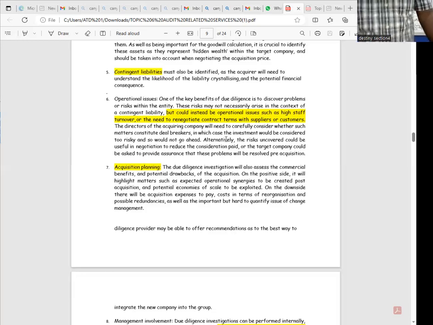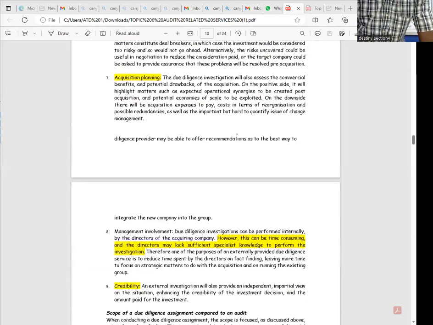Alternatively, the risk uncovered could be useful in negotiation to reduce the consideration paid, or the target company could be asked to provide assurance that these problems will be resolved pre-acquisition. Then acquisition planning. The due diligence investigation will also assess the commercial benefits and potential drawbacks of the acquisition. On the positive side, it will highlight matters such as expected operational synergies to be created post-acquisition and potential economies of scale to be exploited.